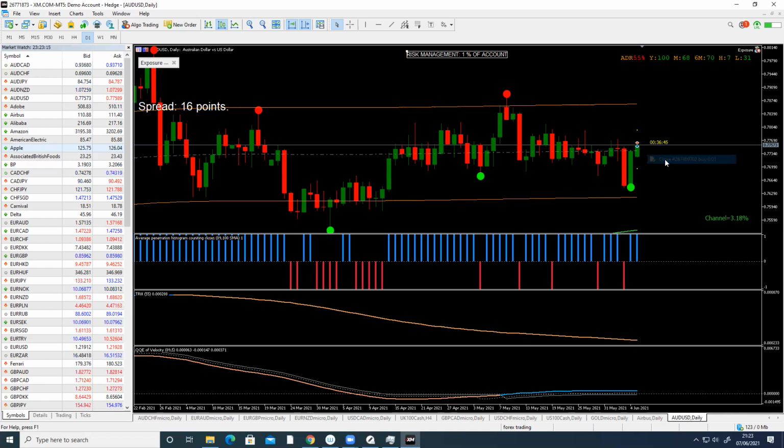Okay? But remember, you're not going to be doing any of this on a real account for now. You understand? You're going to do it on a demo first. Okay? So obviously, this is not going to give me anything that I like, so I'm not even going to look at this one. So this is Aussie USD.